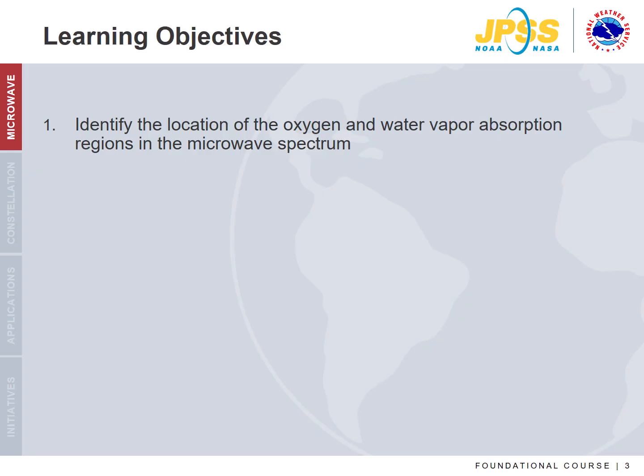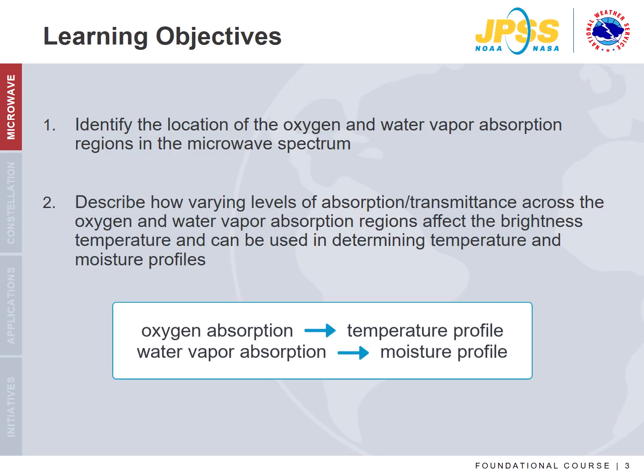The learning objectives are: 1. To identify the location of the oxygen and water vapor absorption regions in the microwave spectrum, and 2. To describe how varying levels of absorption and transmittance across the oxygen and water vapor absorption regions affect brightness temperature and can be used in determining temperature and moisture profiles.